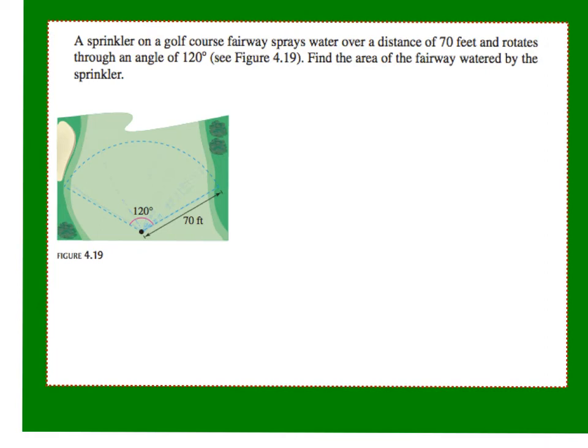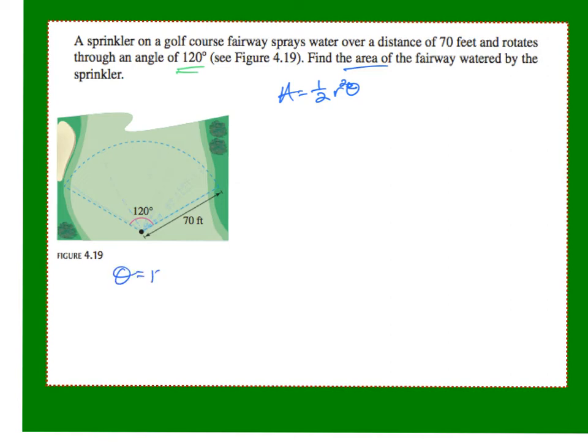So we need to find the area. And area is equal to what? 1/2 r squared theta, right? But theta has to be in what mode again? Radian. So what did it give me in? Degrees. It gave it to me in degrees. So what do I need to do first? I need to turn that into radians.